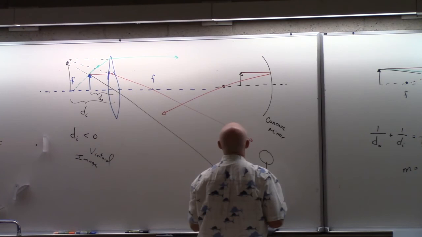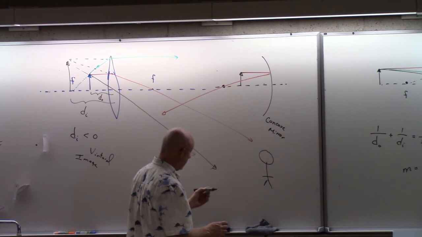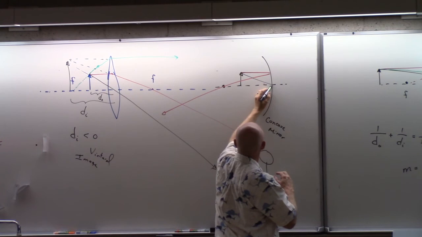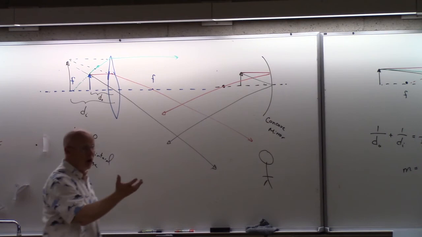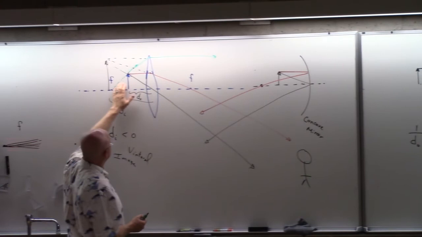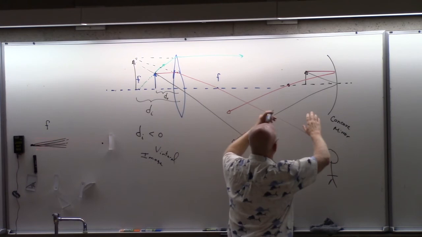The second one is the one that just hits the mirror and is undeviated. The third one, and always a hard one to draw, the green one here, if you remember, we had to draw it as if it was coming from the focal point. So I will do it here and say, draw it as if it's coming from the focal point, and then it would go straight.